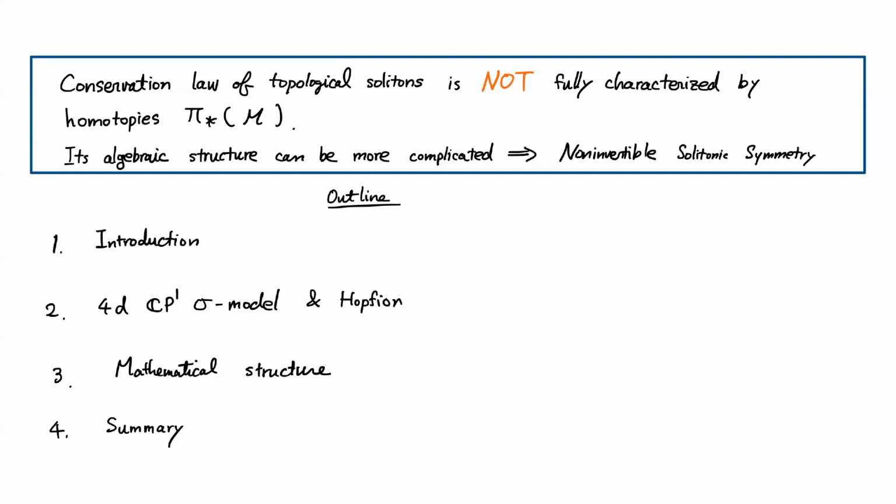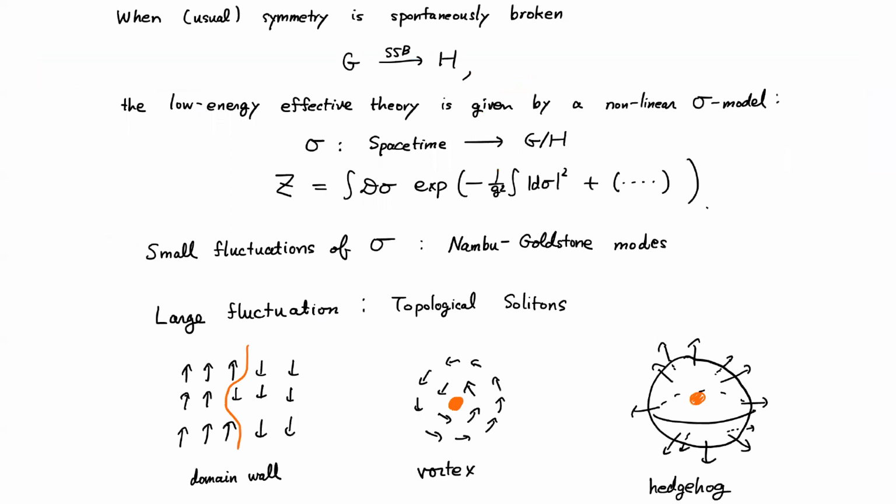Surprisingly, this kind of selection rule or conservation law of topological solitons can be nicely described by non-invertible or categorical symmetry, which is the main topic of this conference. The outline of this talk is that I will first give an introduction, and next I will discuss our original finding of this non-trivial behavior in the 4D CP1 sigma model, especially the stability of the Hopfion. After giving a detailed explanation of the construction of non-invertible symmetry of the 4D CP1 sigma model, I will briefly mention the mathematical structure behind it that controls the non-invertible solitonic symmetry. And I will summarize my talk.